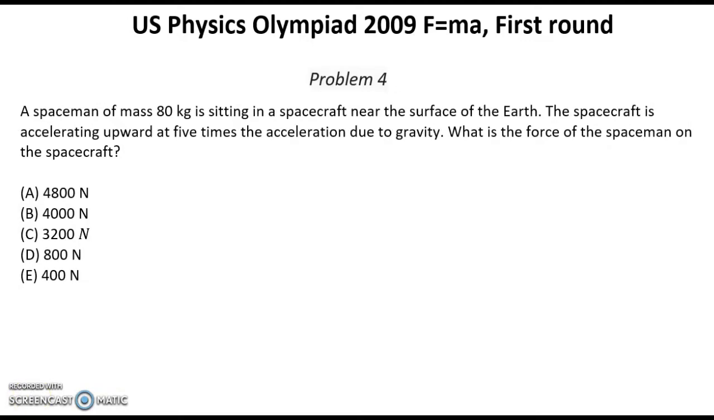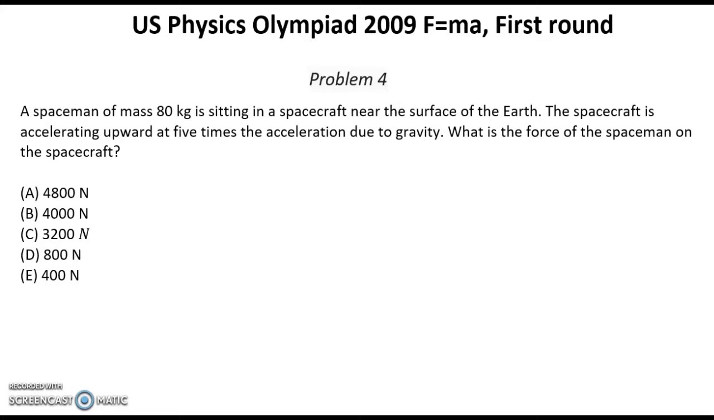Problem number 4. A spaceman of mass 80 kilograms is sitting in a spacecraft near the surface of the Earth. The spacecraft is accelerating upward at 5 times the acceleration due to gravity. What is the force of the spaceman on the spacecraft?